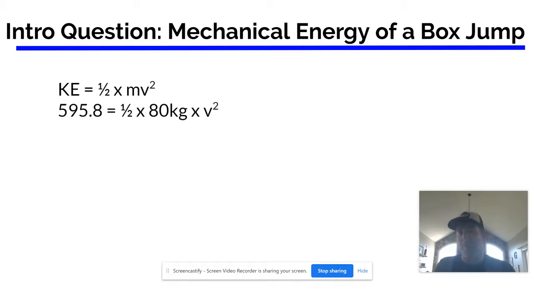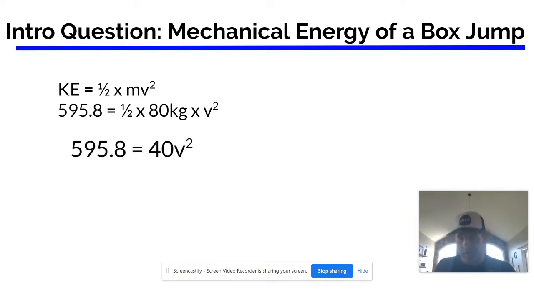Now we can go even further and we can calculate the velocity that I was traveling at towards the ground at the bottom of the jump. So we can use the equation, which you should be familiar with by now. Kinetic energy equals 1/2 times mass times velocity squared. We plug the information in that you already know. We know my mass. We know what the kinetic energy is.